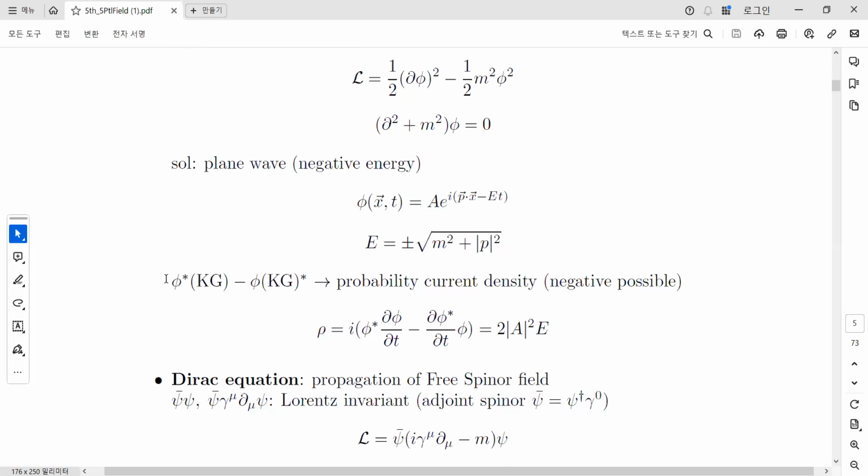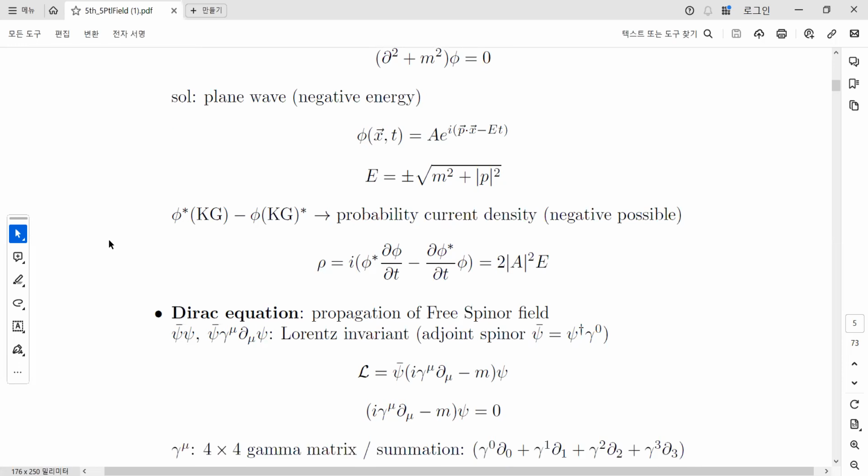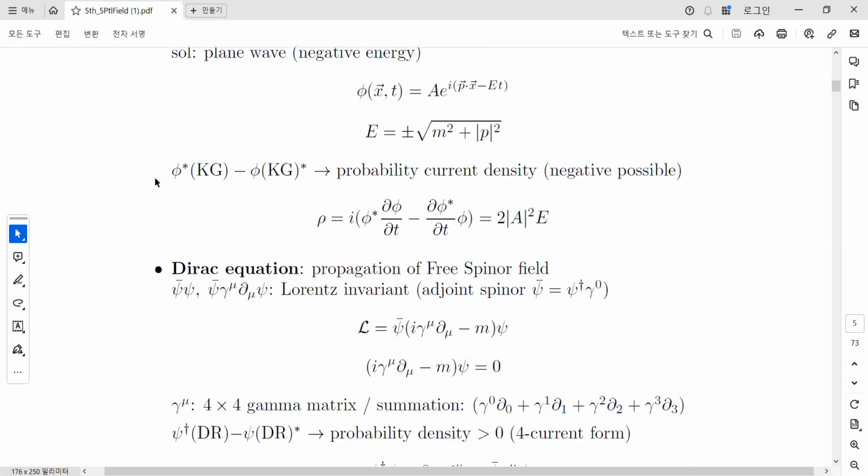So if we calculate the probability current density, as we frequently do in quantum mechanics, it can be obtained by the complex conjugate of the field times the Klein-Gordon equation minus the field times the complex conjugate of the equation of motion. These techniques are also used for the probability current in the Schrödinger equation. By that, we can obtain the probability current density in this form. This is very similar to quantum mechanics.